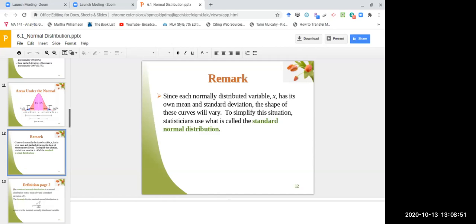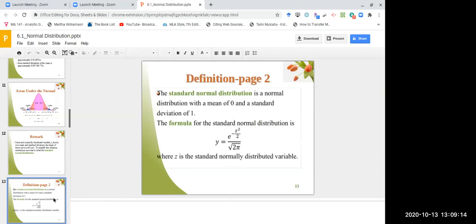And you'll have problems in your book that deal with the standard normal. You'll also have problems that deal with the normal. Don't assume that you have the standard normal unless it's stated so, or unless you see the z-score, which we're going to be getting into in the next section.